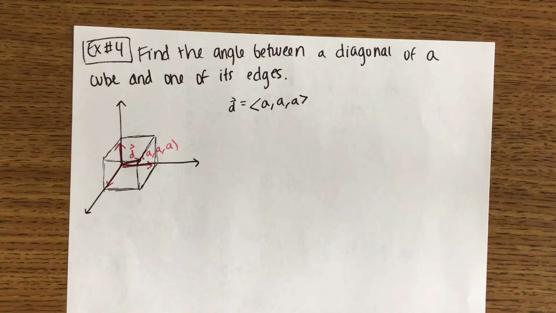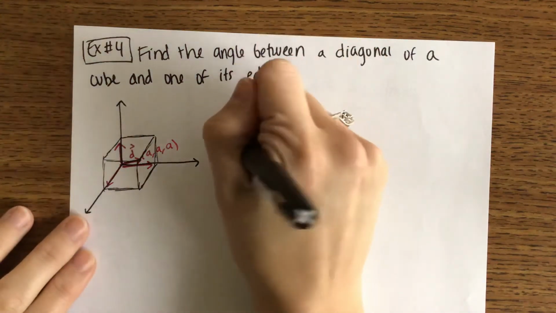So what do we need to find here? If it's the angle between a diagonal and one of the edges, what is that? It's one of the direction angles. Yeah, it's asking us to find a direction angle. Direction angle is the angle between your vector and the positive x, y, or z axis. All of your answers are going to be the same here, so it doesn't matter which direction angle we find. So I'm going to find alpha.